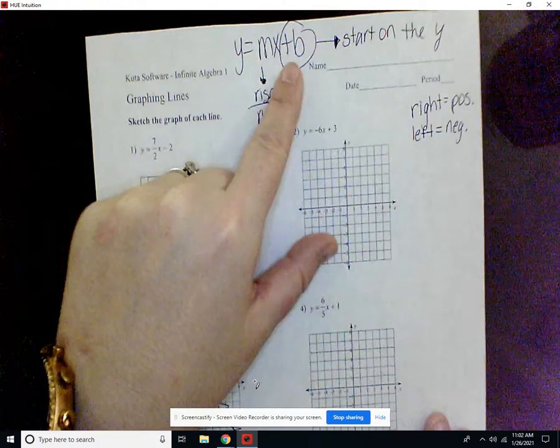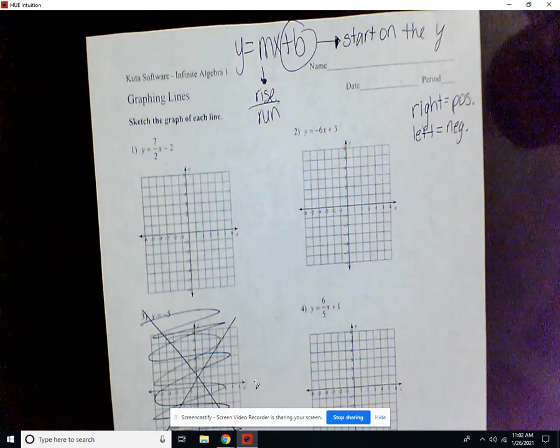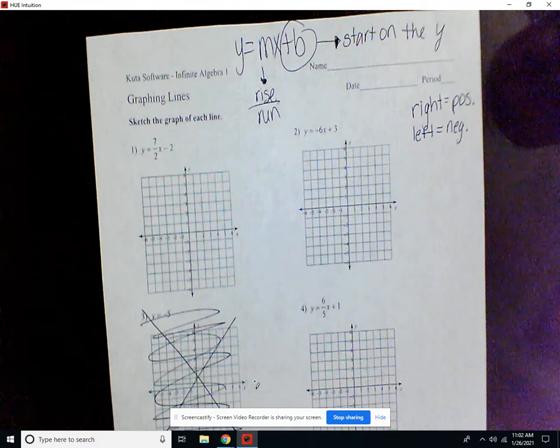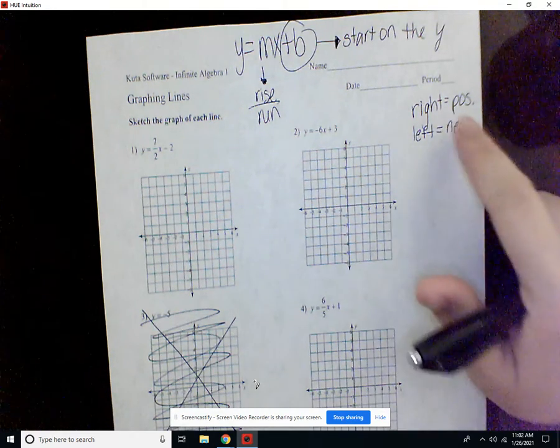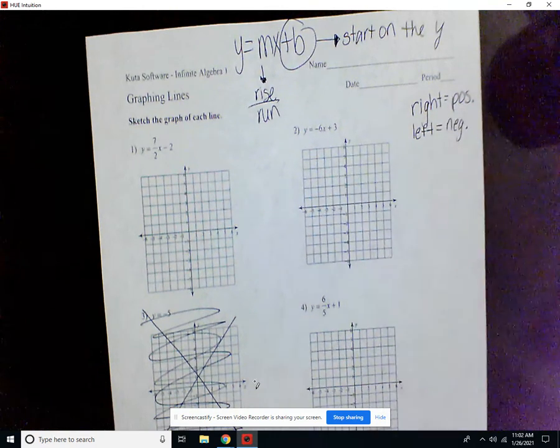So it's given in the form of y equals mx plus b. M and b will be numbers. For m, it's your rise over run. B is where you start, and it's on the y-axis. Remember, when we run, we go to the right. It's going to be positive, and if it's negative, we'll go to the left.